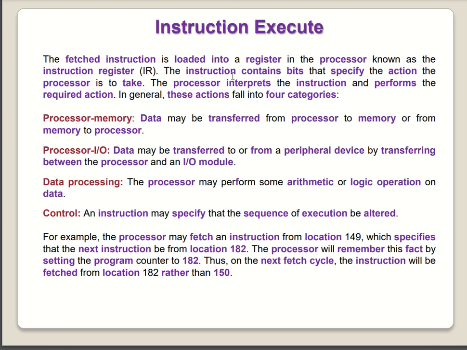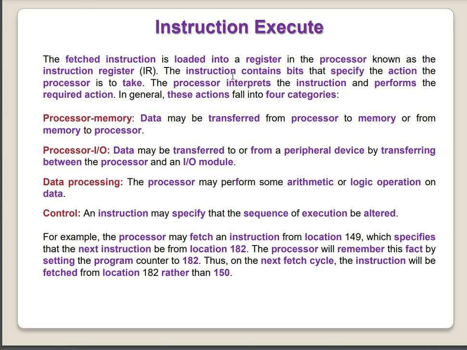What are the four categories? Processor to memory, processor to IO, data processing, and control. These four actions we already discussed in chapter 1, the four main functions of the computer system. They are the same four main functions, but some function names are reworded. That is the only difference. The first action is processor to memory. It means data may be transferred from processor to memory or from memory to processor.